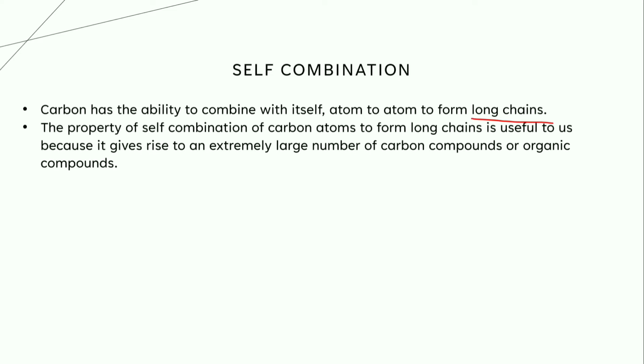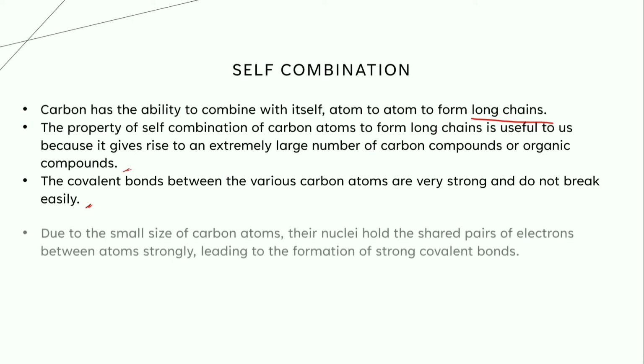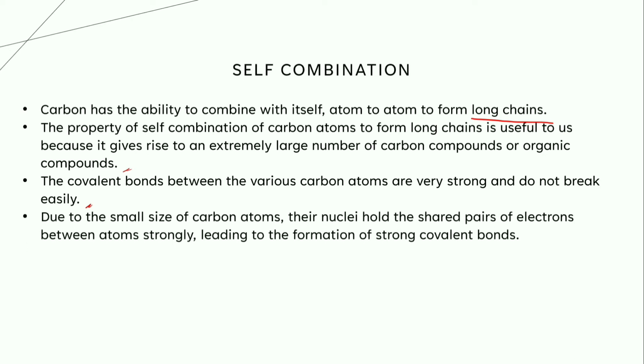The property of self-combination of carbon atoms to form long chains is useful to us because it gives rise to an extremely large number of carbon compounds or organic compounds. The covalent bonds between the various carbon atoms are very strong and do not break easily. Due to the small size of carbon atoms, their nuclei hold the shared pairs of electrons between atoms strongly, leading to the formation of strong covalent bonds.